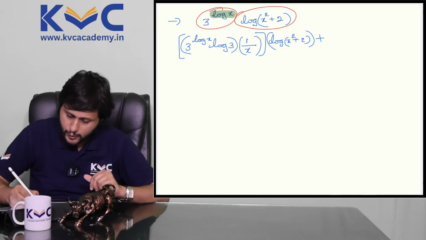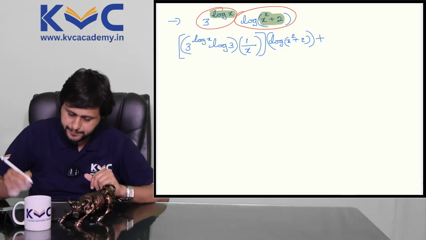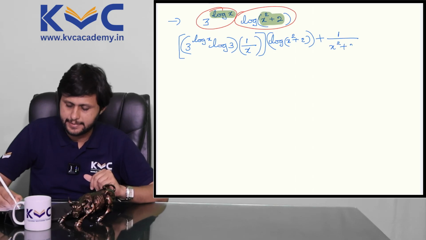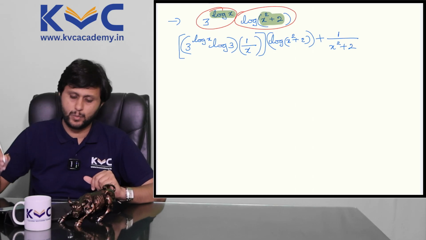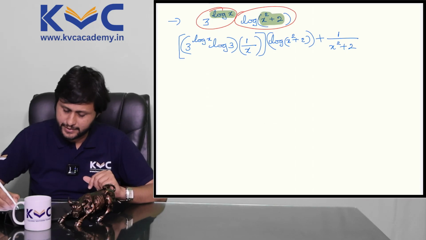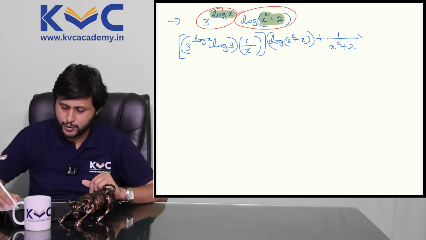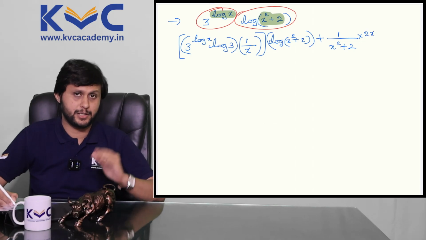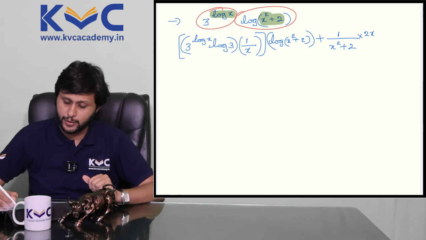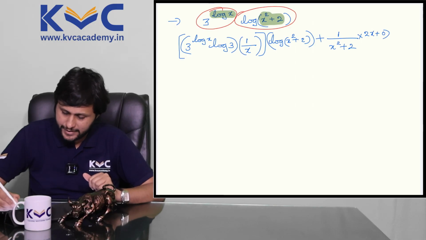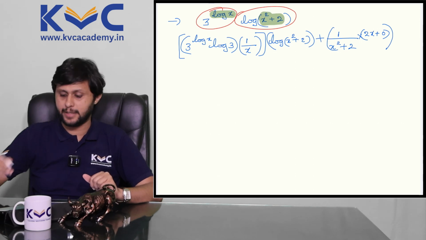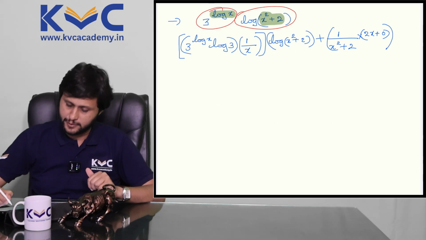It is in the form of log x. Differentiation of log x is 1 by x. But was it really log x? No, it was x square plus 2. Differentiation of x square is 2x. x to the power n, n into x to the power n minus 1, 2x. Plus differentiation of 2 is 0, which is a constant. The differentiation of second function is now complete, into first function.